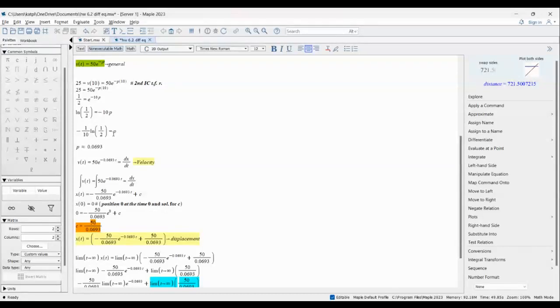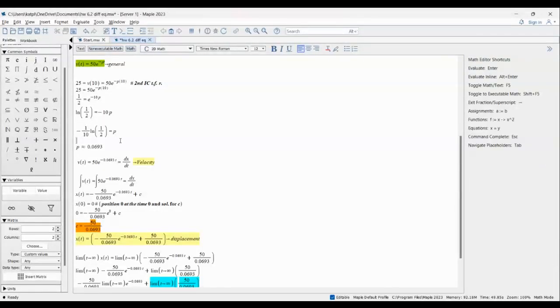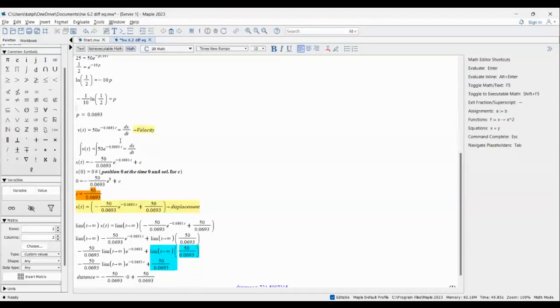Okay, yeah, that makes sense. I'll use that next time. It's better than 0.0693 because 0.0693 is an approximation anyway. Okay, good job.